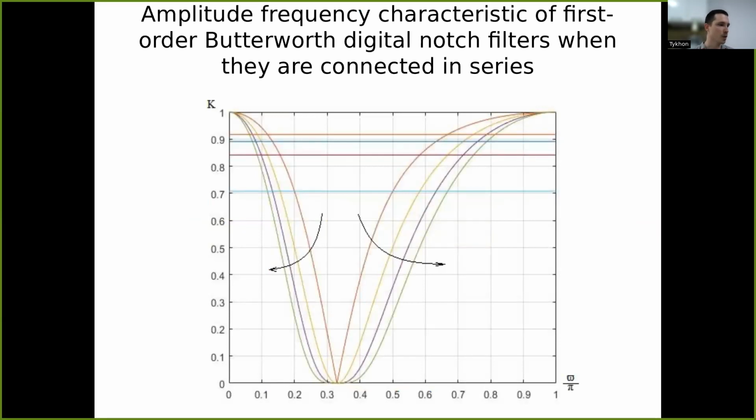So, with the expansion of the AFC, the steepness also increases, along with the expansion of the frequency band cut out from the signal spectrum. This is not convenient in some cases, since, in accordance with the order, it's necessary to narrow the cut-off band with an increase in the steepness of the AFC. So that's all.